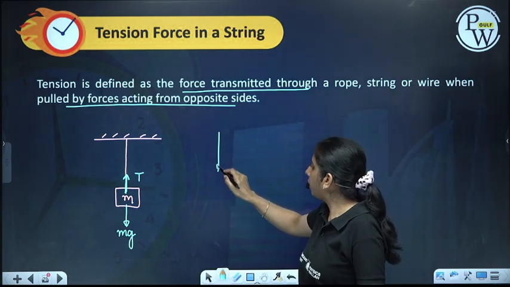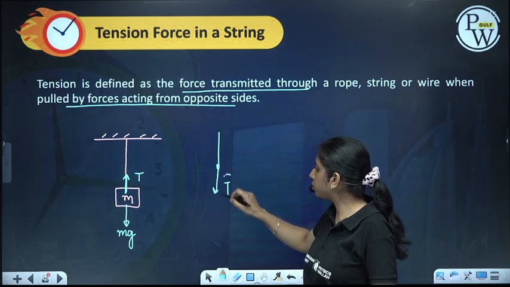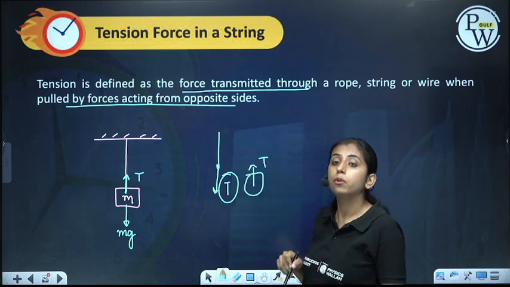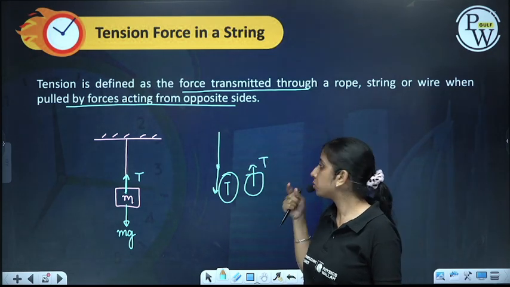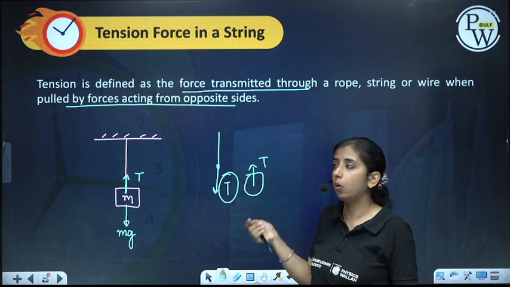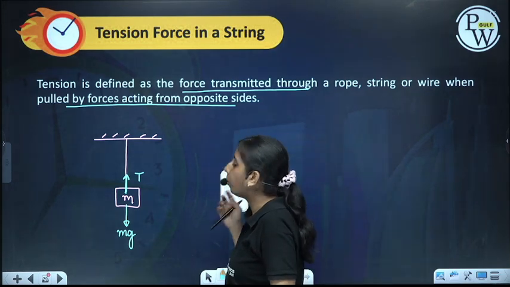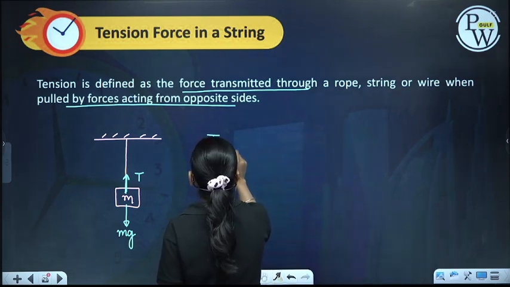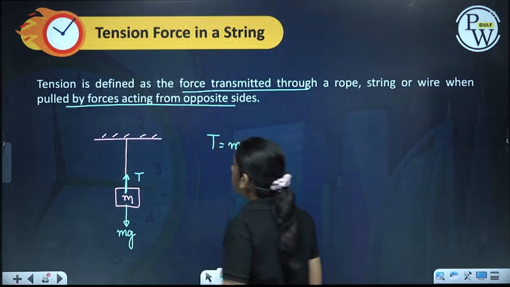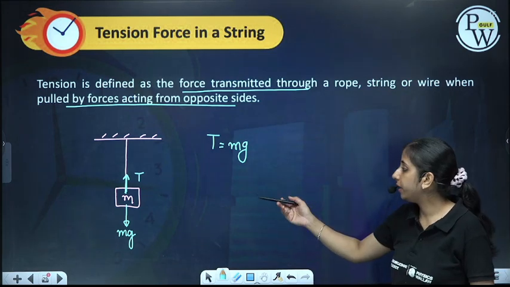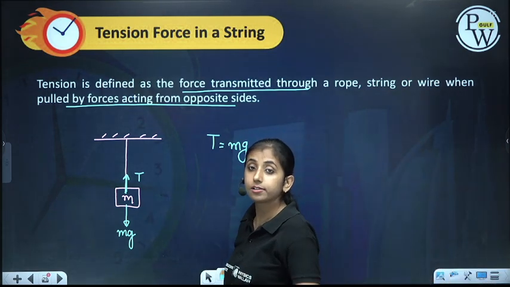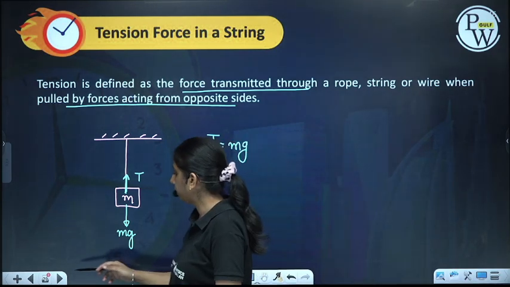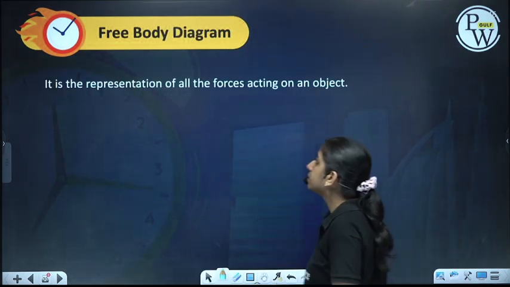We are pulling the rope downwards, so a tension force will develop. So T force will act upwards on the block, okay? And how much force will be developed? It will be equal to mg, okay? Tension will be equal to mg because the block is at rest, so the upward force must be equal to the downward force. This is called tension.